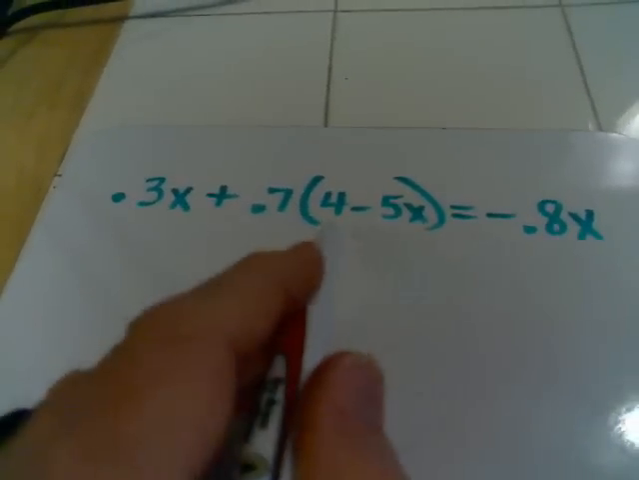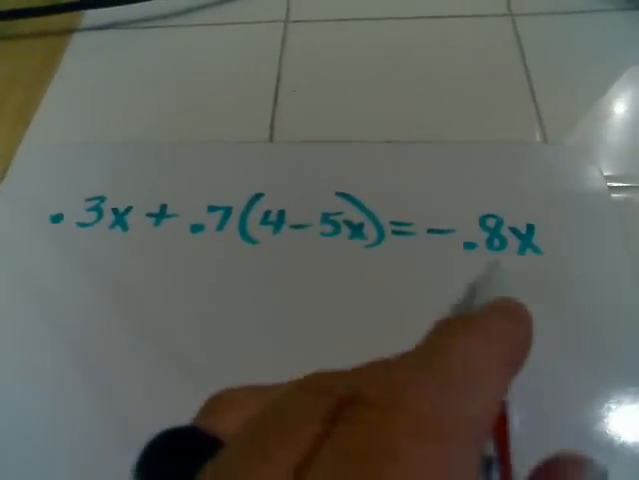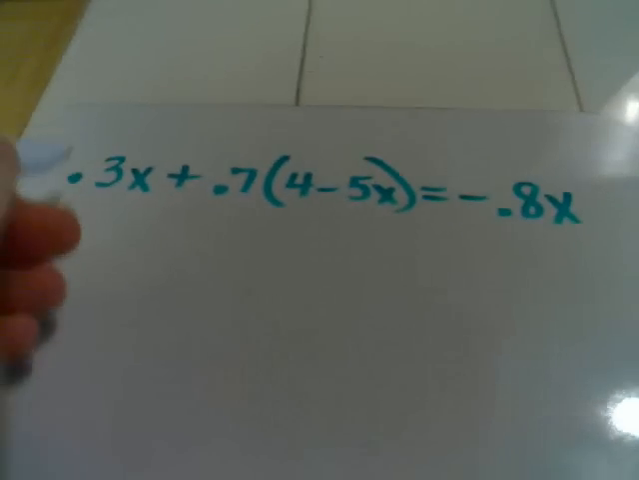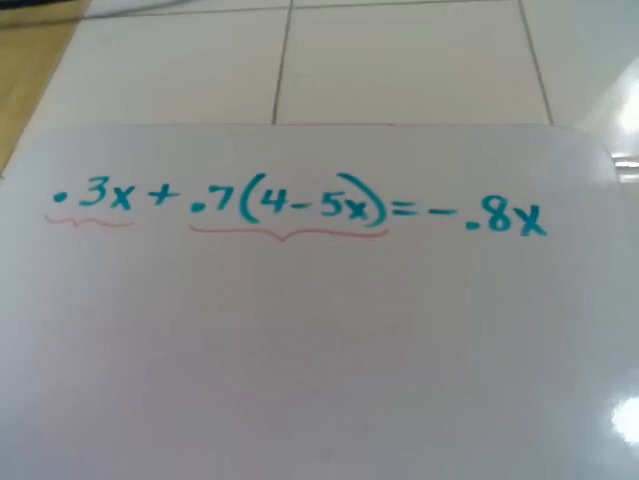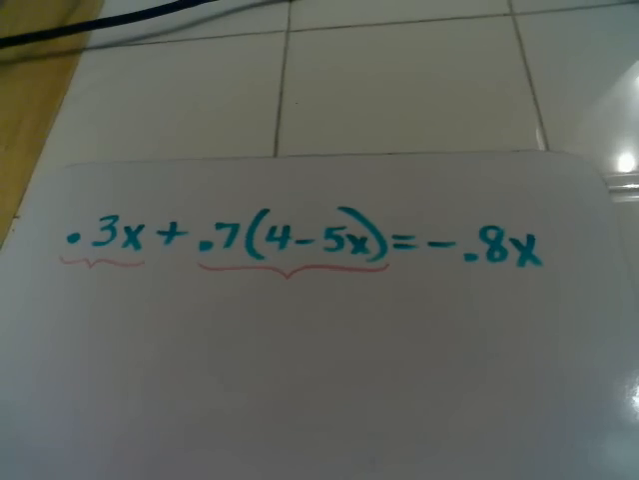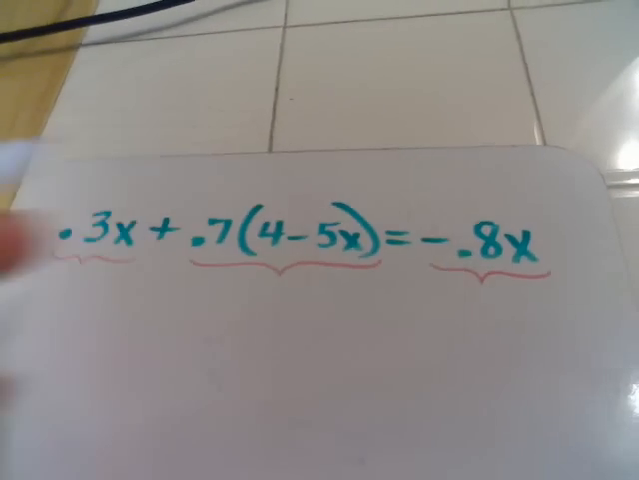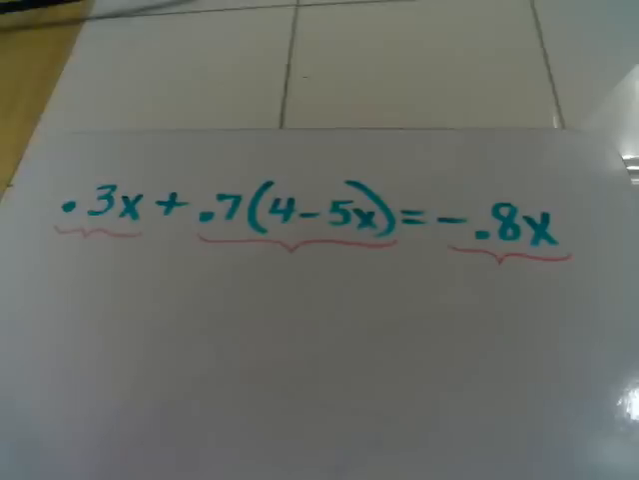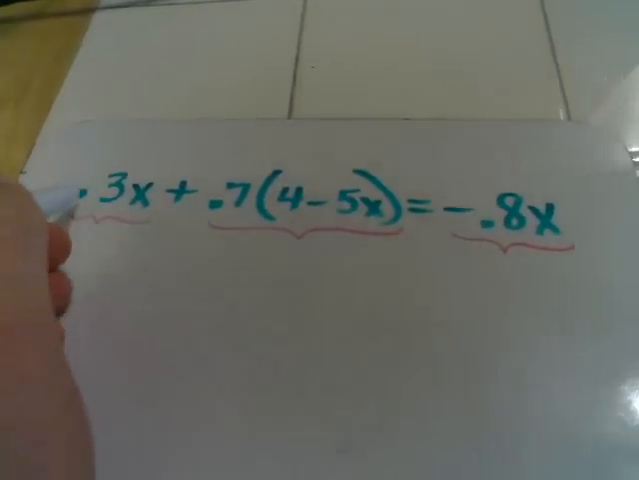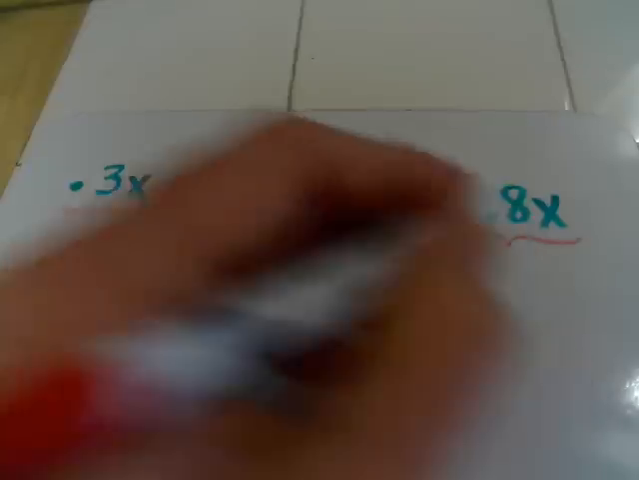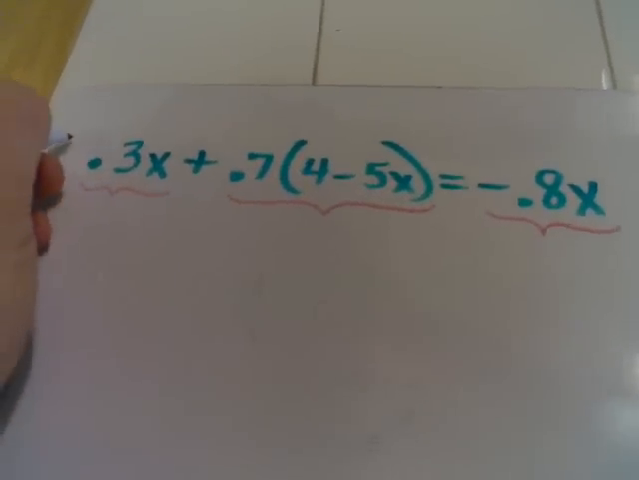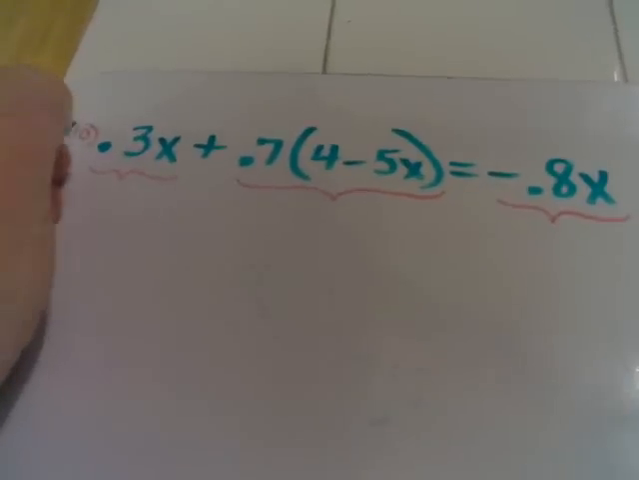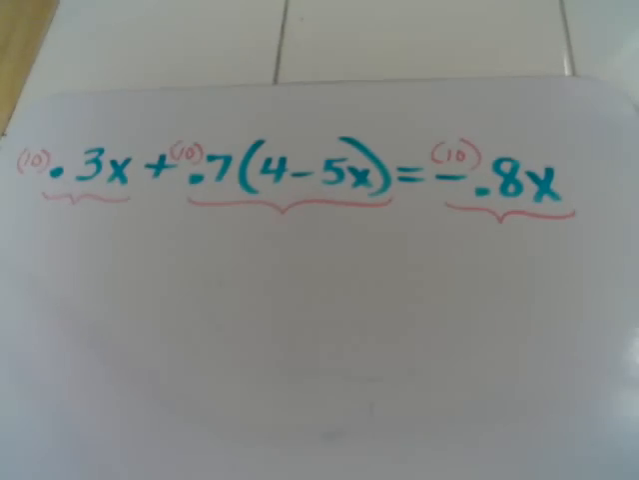0.3x plus 0.7 times the quantity 4 minus 5x equals the opposite of 0.8x. This is one term, the 0.3x. 0.7 times the quantity 4 minus 5x is another term. And the opposite of 0.8x is another term. Each one of those terms, if we multiplied by 10, would move the decimal appropriately to turn that into a whole number and get rid of the decimal. So I'm going to multiply the first term by 10, the second term by 10, and the third term by 10.